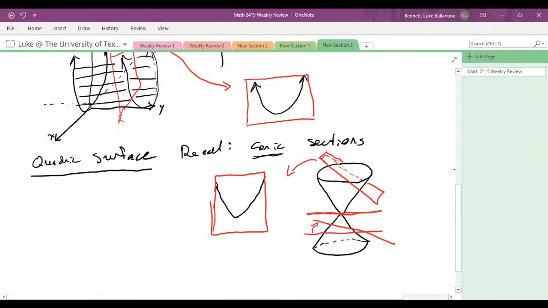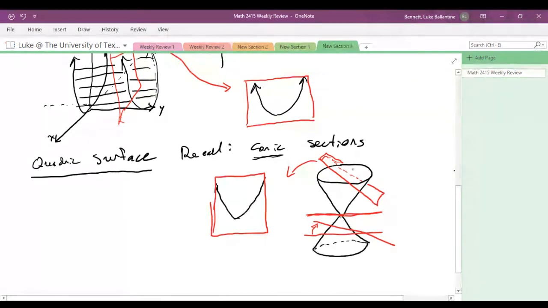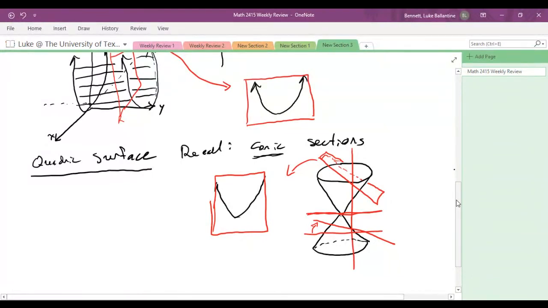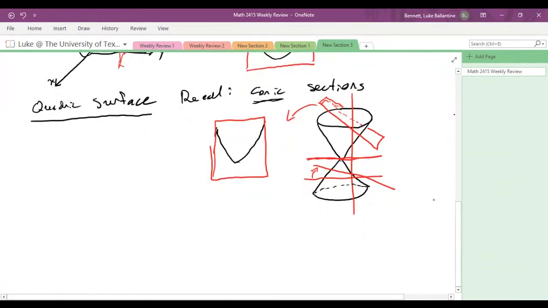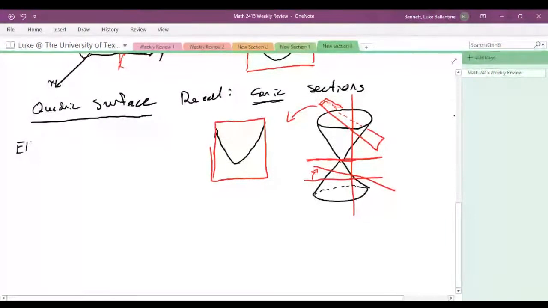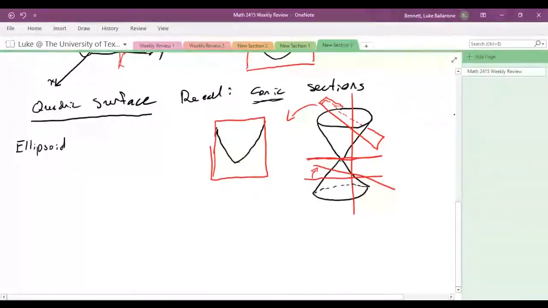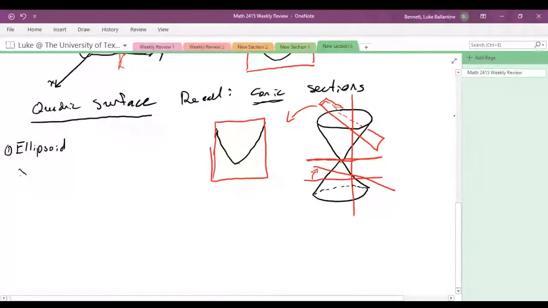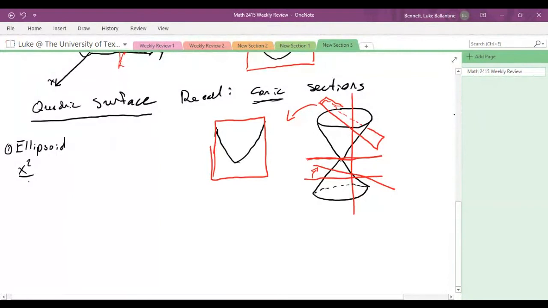And if we go vertically like this, through the top and the bottom, we would get hyperbolas. Okay. So the following quadric surfaces: we have the ellipsoid. The ellipsoid is x squared over a squared plus y squared over b squared plus z squared over c squared equals 1.